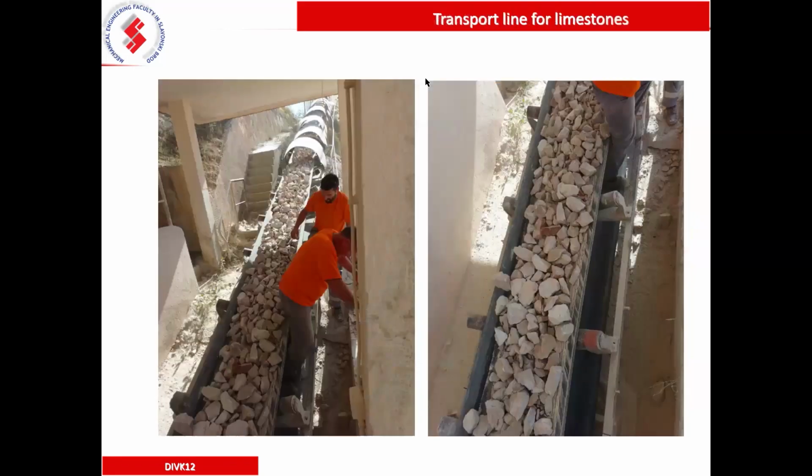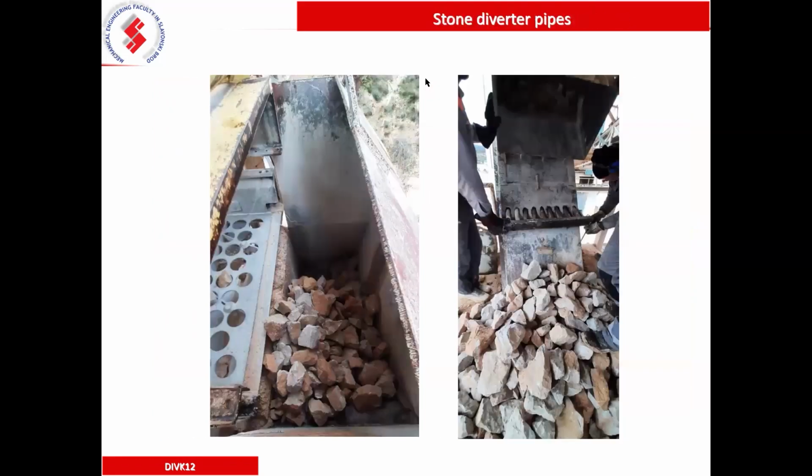How it looks maybe in more detail. This is the transport line with the stones and some guys who are working there. And as you can see, the stones are of very different sizes. And after that transport line, the stone is coming to some deep diverter pipes, which are differentiating the stones by size.